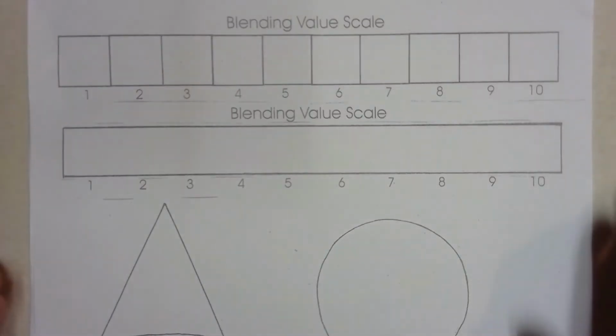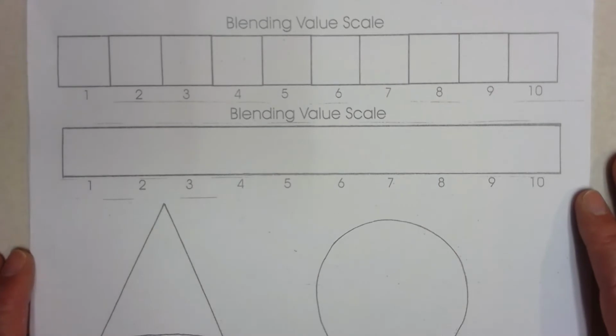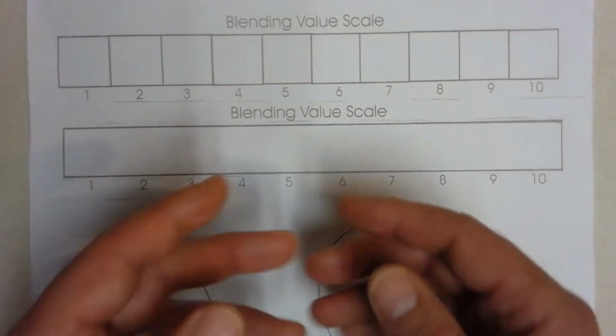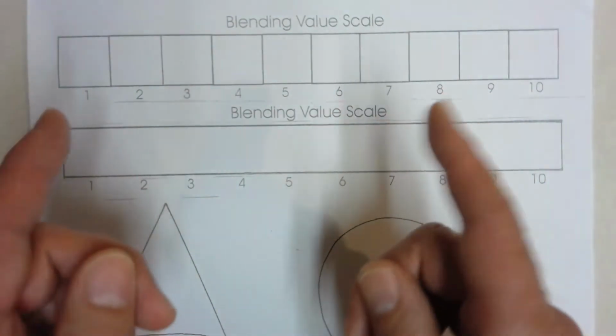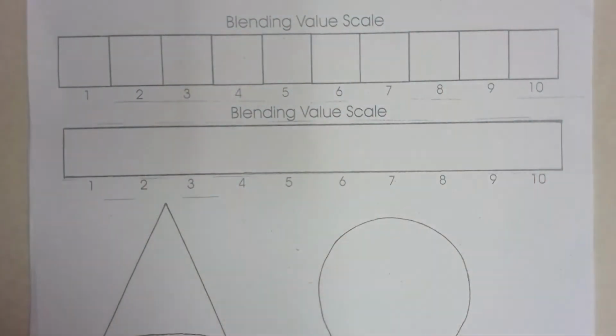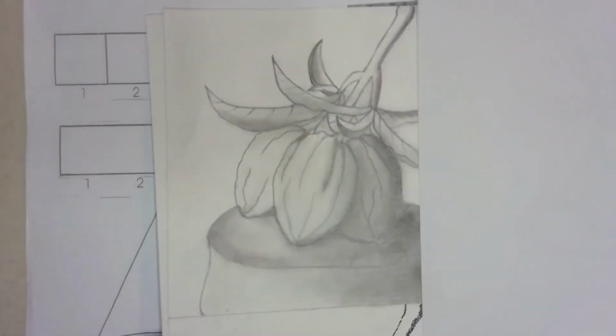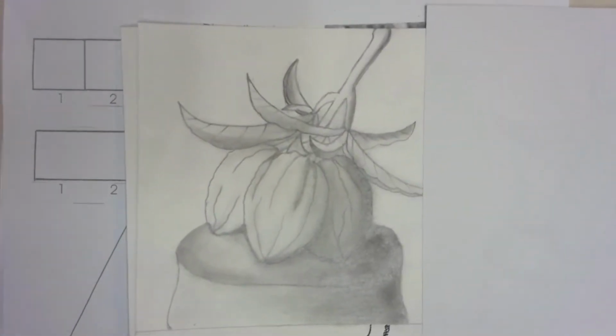Today we're going to talk about shading. Shading has to do with the element of value, which is the degree of lightness and darkness and infinite variety of grays in between. Shading is what allows an object to look three-dimensional. For instance, here's a drawing that one of my art students did that used shading.